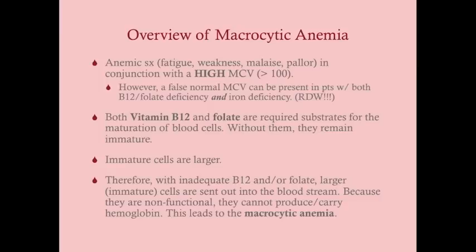Red blood cells get rid of their nucleus. They get rid of their nuclear material before they become mature red blood cells. So they get smaller as they mature. So if you don't have the B12 or you don't have the folate to mature your red blood cells, you're going to have larger cells, which is why you have the higher MCV. So with inadequate B12 or folate, you're going to have larger cells sent out into the bloodstream, and because they're non-functional, they can't carry hemoglobin. That's what's causing the anemia. And because you have larger cells, again, that's what's causing the macrocytic anemia.